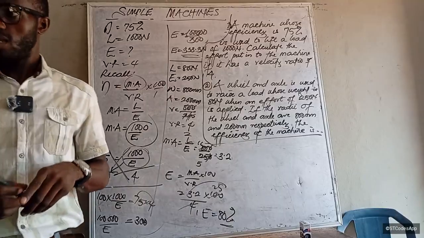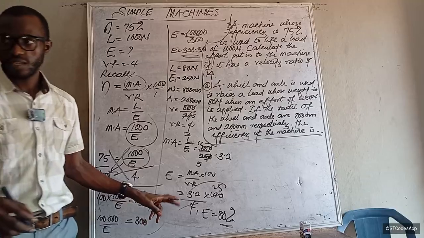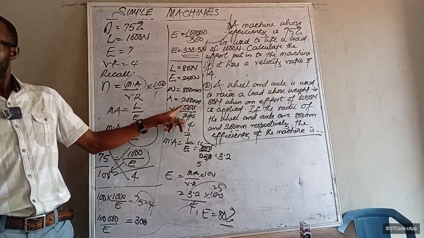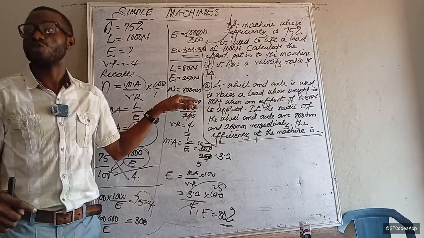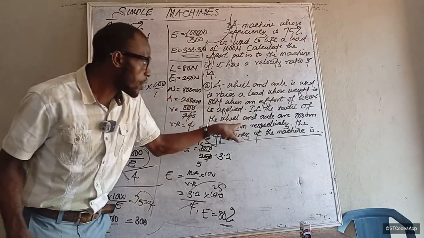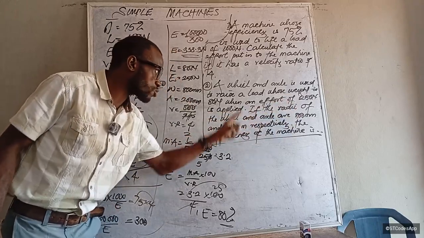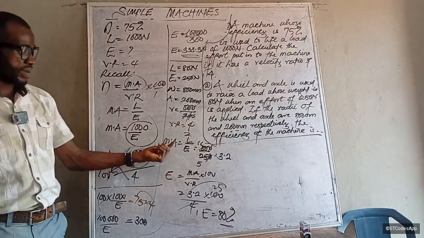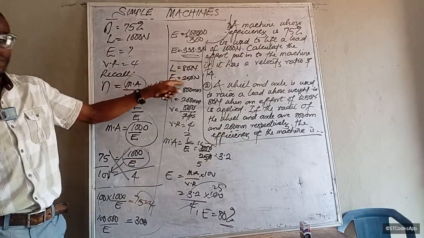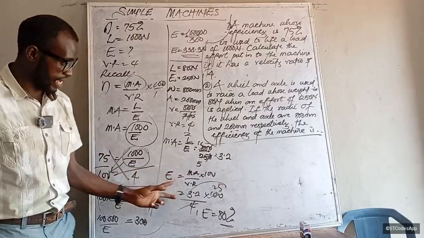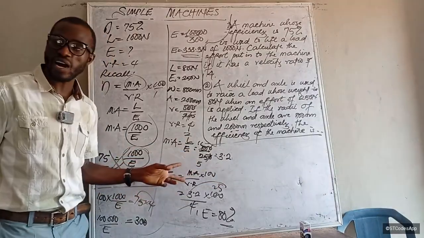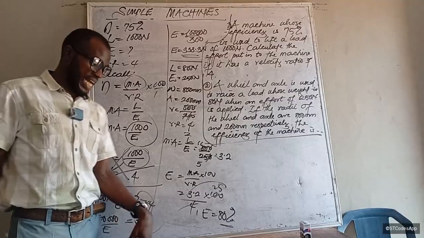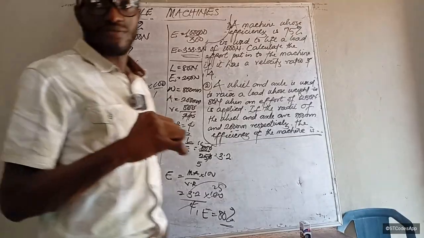Is it clear? Do you understand? You know, velocity ratio for wheel and axle is wheel over axle. They told you the radii of wheel and axle respectively, so this one is for wheel, this one for axle. So we got 4. The mechanical advantage is load over effort, which we calculated as 3.2. Then efficiency is mechanical advantage over velocity ratio times 100. And it's mechanical advantage, not advantage.